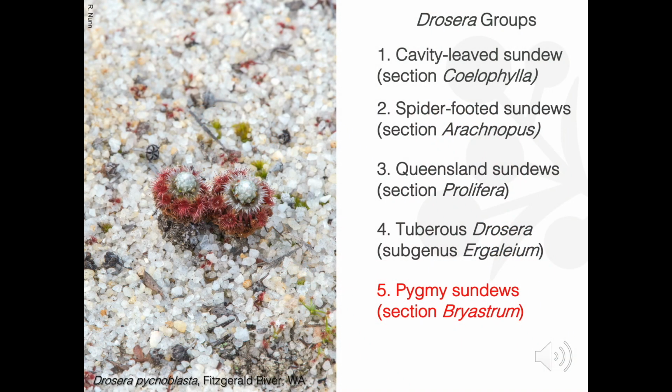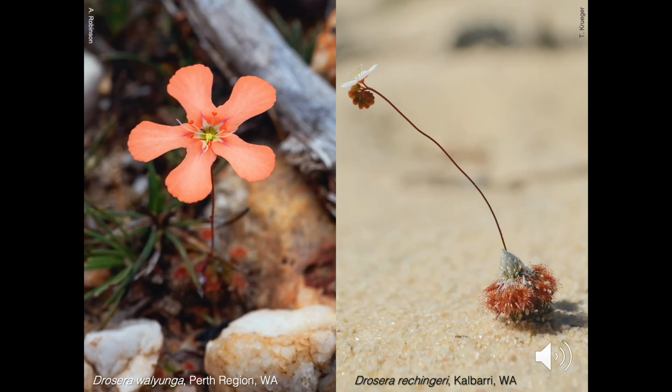The fifth group is the pygmy Drosera, a group of about 60, mostly summer-dormant species, so called because they are tiny. The white grains in this image of Drosera pycnoblasta are quartz sand, not pebbles, which makes these particular rosettes half the diameter of an Australian 5-cent coin, so truly tiny. Conversely, the largest pygmy Drosera have rosettes about the size of a 10-cent piece. What pygmy Drosera lack in terms of plant size, they more than make up for in their flowers, many of which are larger than those of the other larger Australian Drosera.